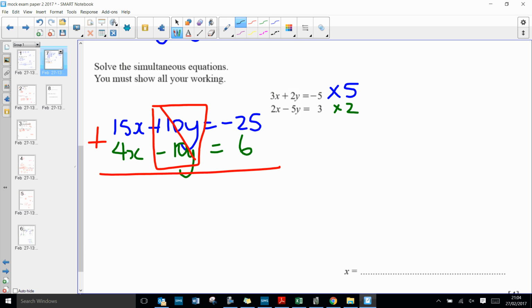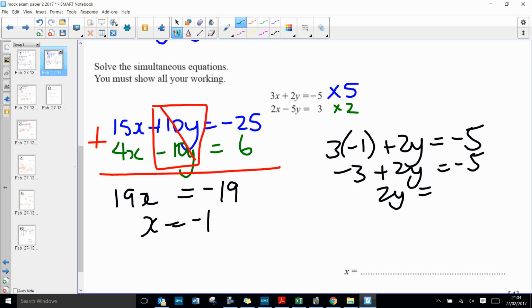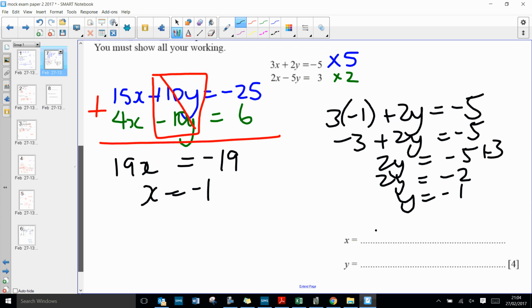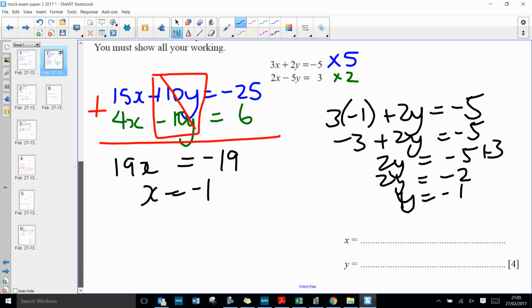So we get 19x equals negative 19, x equals negative 1. And so we can stick that value into any one of the others. So 3 times negative 1 plus 2y equals negative 5. So x is negative 1. X is negative 1 and y is negative 1.